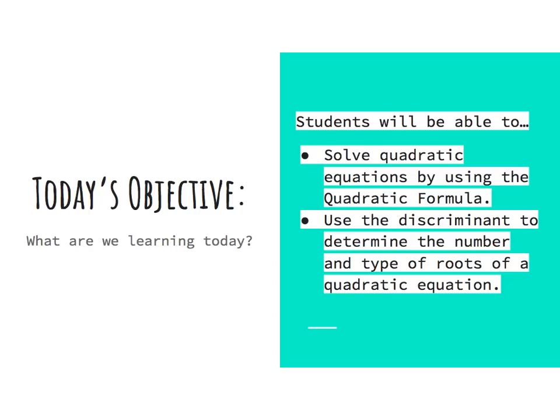Hi everyone! Today we're going to be talking about the quadratic formula and the discriminant. Our objectives for today are that students will be able to solve quadratic equations by using the quadratic formula, and you'll be able to use the discriminant to determine the number and types of roots of a quadratic equation. Let's get started.